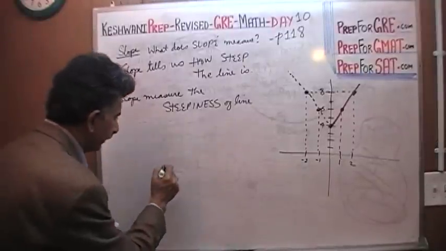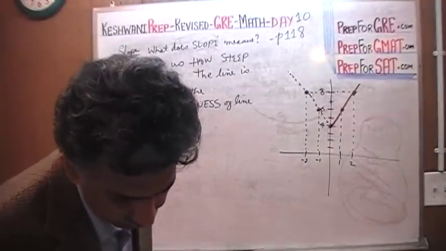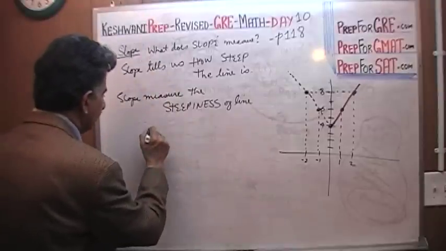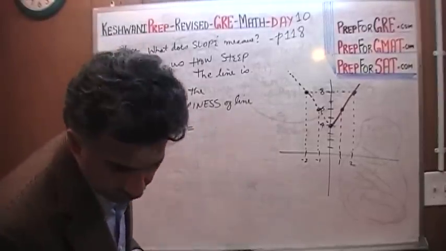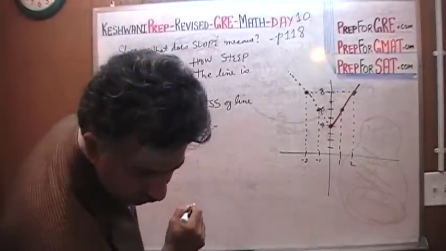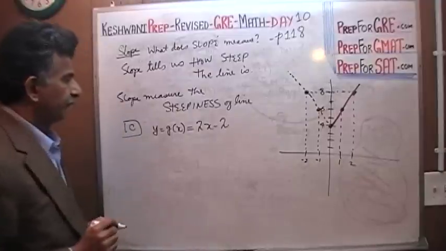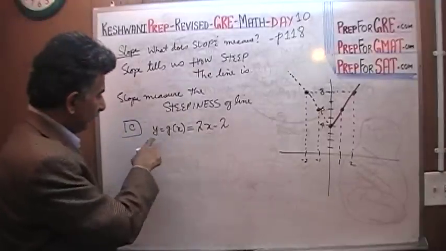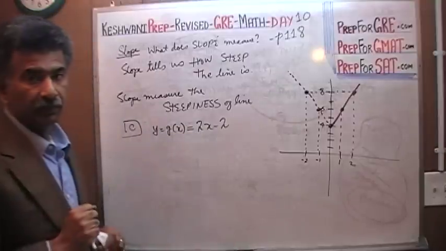For example, let's look at answer choice C they gave us. Answer choice C, 2x minus 2. So here we have y equals, what they're calling g of x, equals 2x minus 2. What we'll find is that every time x changes by 1 unit, the value of y, which is g of x, will go up by 2 units.